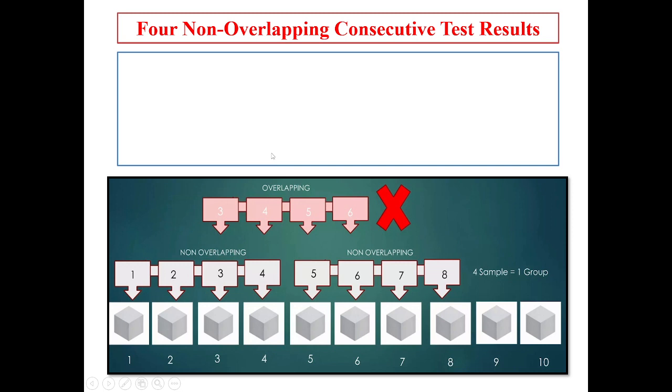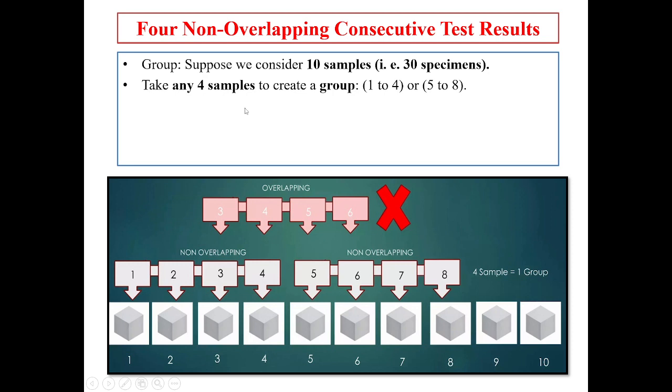Now, let us see what is meant by 4 non-overlapping consecutive test results. So, let us assume that we consider 10 samples. That means 30 specimens because each sample has 3 cubes. Take any 4 samples to create a group, 1 to 4 or 5 to 8. So here in the diagram you can see sample number 1, 2, 3, 4. That is a group of 4 samples. Then here sample number 5, 6, 7, 8. So again group of 4 samples, and each sample will consist of 3 cubes or 3 specimens.